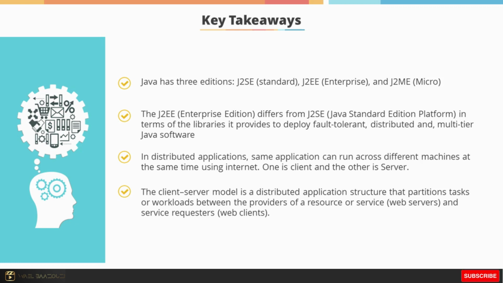In distributed applications, the same application can run across different machines at the same time using the internet. One is the client and the other is the server. The client-server model is a distributed application structure that partitions tasks or workloads between the providers of a resource or service, like a web server, and service requesters, which are web clients.